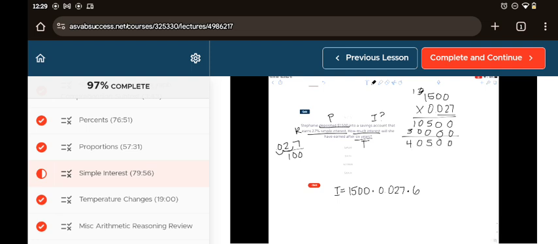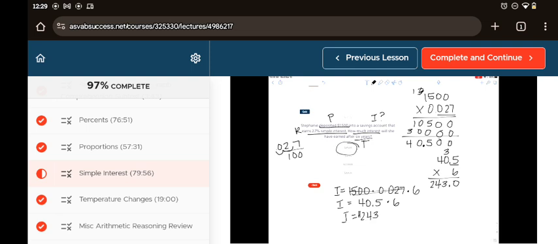So this becomes 40.5 times 6. So let's do that math now. 6 times 5 is 30. Carry the 3. 6 times 0 is 0 plus 3 is 3. And 6 times 4 is 24. There's 1 number behind the decimal point in the question, so there's 1 number behind the decimal point in my answer. My answer, interest is $243. There we go. Okay, I hope you got that.